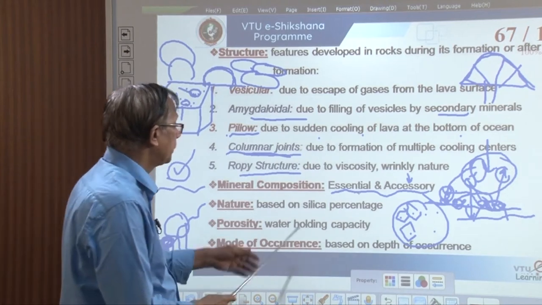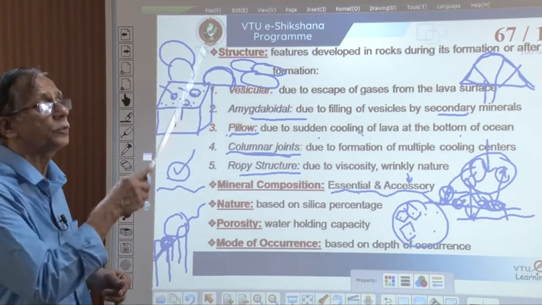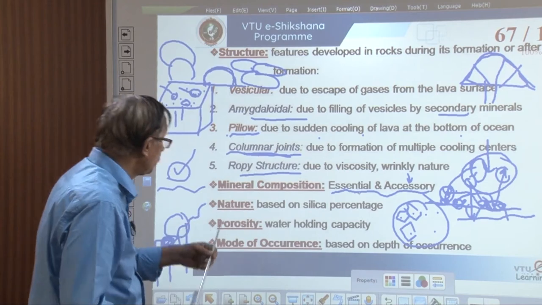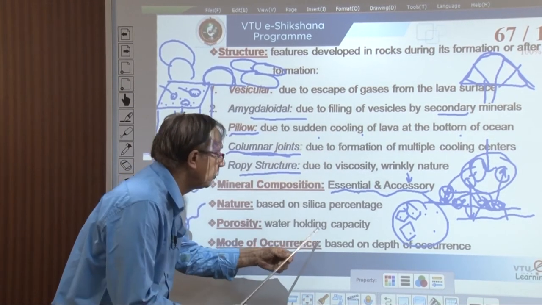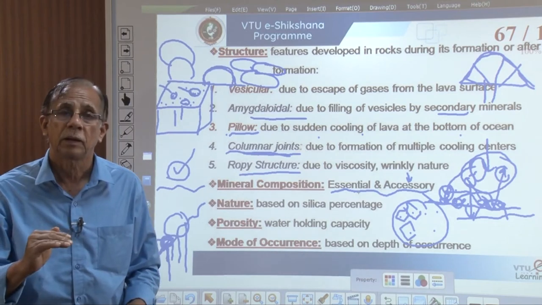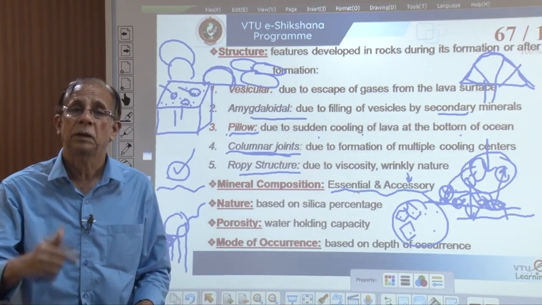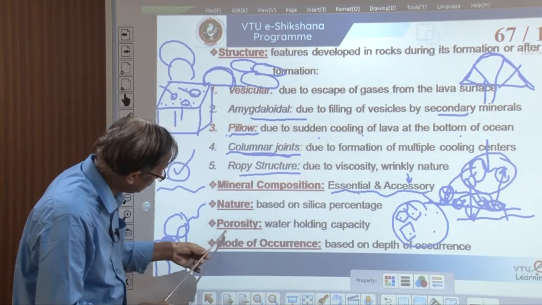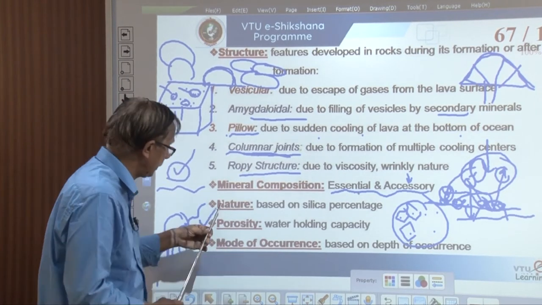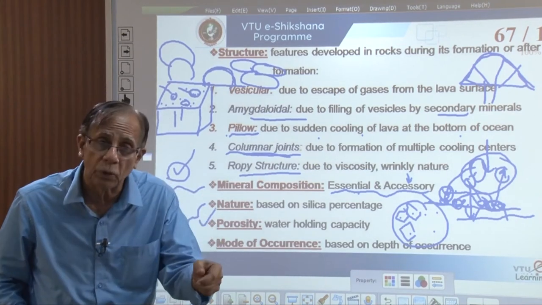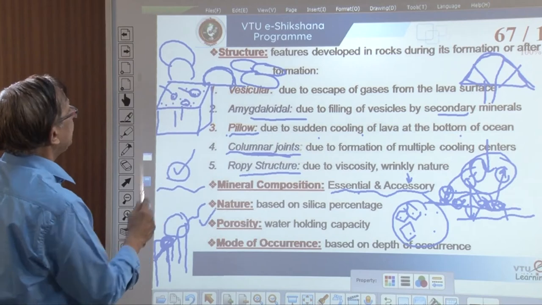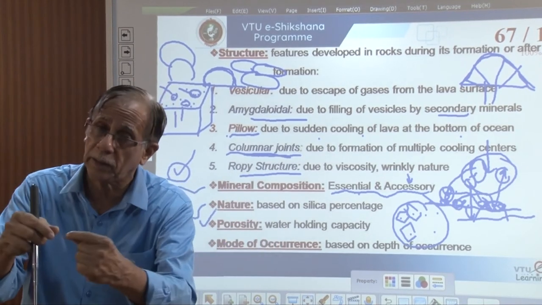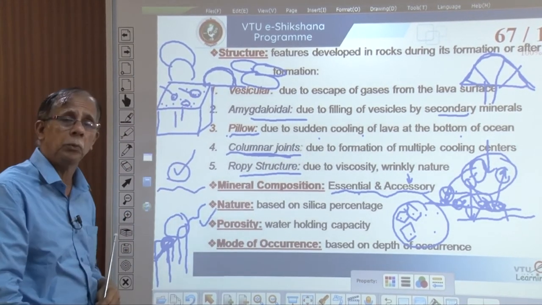Based on silica percentage, we have already said above 65%, 45 to 55, like basic, ultrabasic, etc. We also classify the rocks based on water holding capacity. Of course, in industry we require water holding capacity, but this applies more to sedimentary and metamorphic rocks, less to igneous rocks if they are plutonic or hypabyssal. If they are volcanic rocks, they have a lot of gas cavities. So long as the cavities are not connected, water does not move from one point to another.